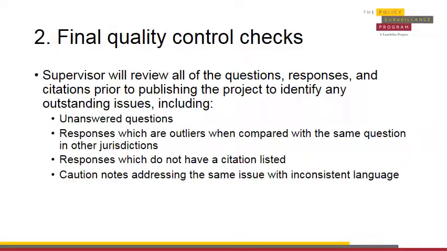The second step in publication and dissemination consists of performing final quality control checks. The supervisor should perform one final quality control check before publishing, in which they review all questions, responses, and citations in the project prior to publishing to identify any outstanding issues. For more information on final quality control checks, please see Module 6, Quality Control.